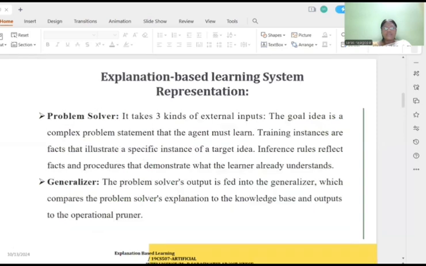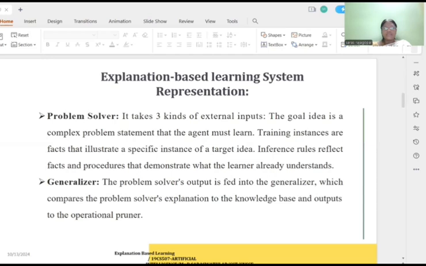The explanation-based learning system representation. In the representation, there are the problem solver and the generalizer. It takes three kinds of external input. The goal concept is a complex problem statement that the agent must learn. The training instances are facts that illustrate a specific instance of a target concept. The inference rules reflect the facts and procedures that demonstrate what the learner already understands.